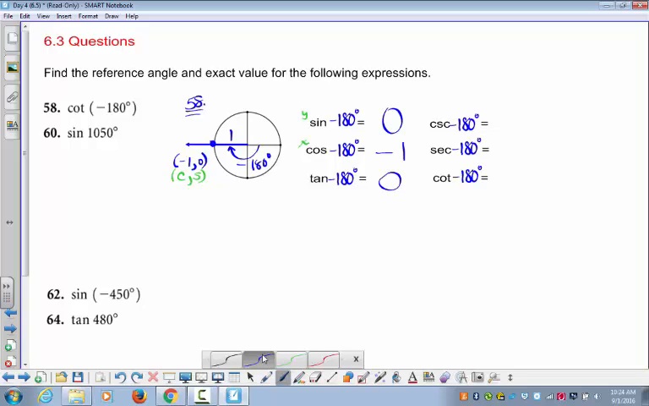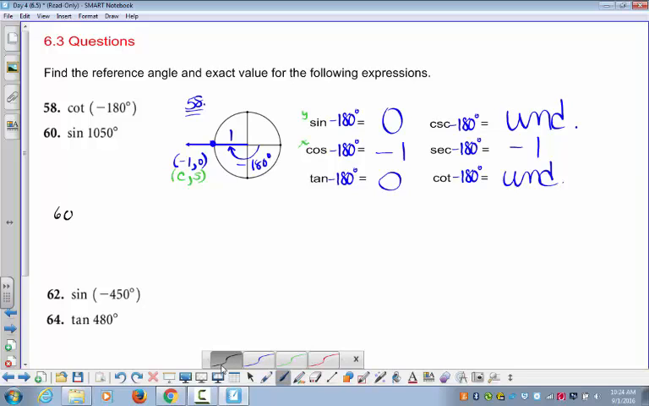And then we reciprocate. What's cosecant then? Undefined, right? The reciprocal of 0 is undefined. The reciprocal of -1 is -1. The reciprocal of 0 is undefined. So for -180, we have all of that.